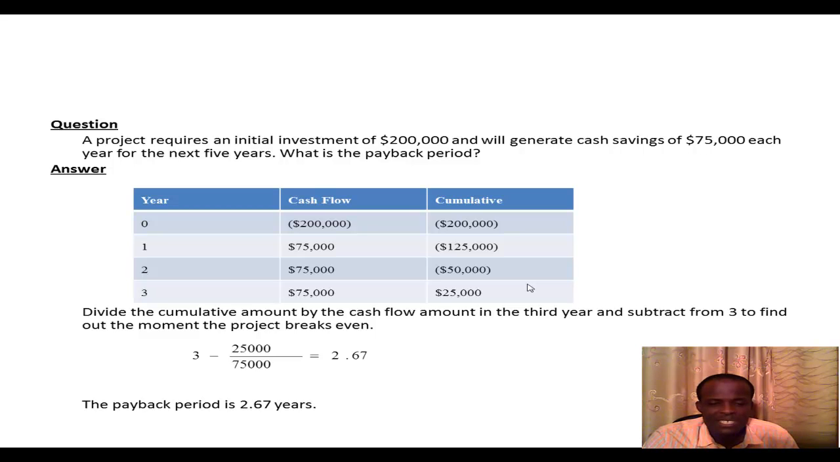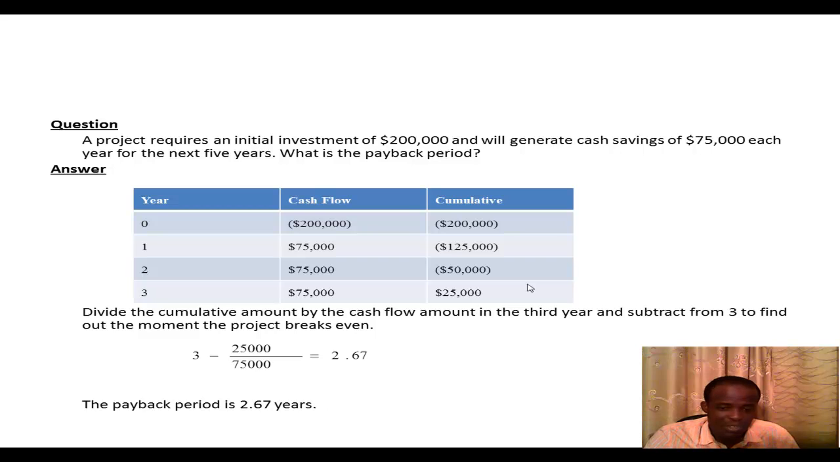It can be seen that at the end of year two, getting to year three, the cumulative cost was $50,000. That's how much money is owed or supposed to be paid. Now, year three has a cash flow of 75,000. Now, you can see that 75,000 can pay off the remaining 50,000.